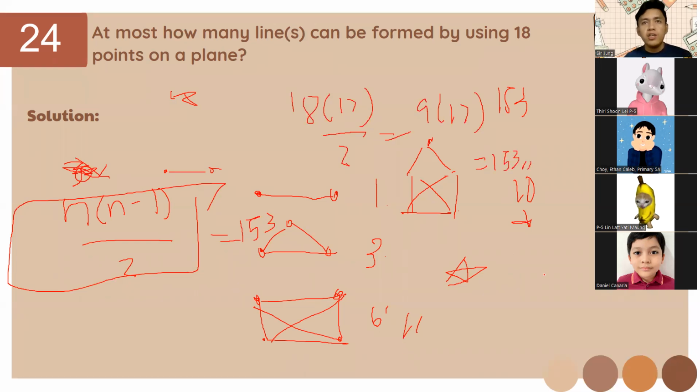So any questions regarding this problem? To solve this again, if a question shows you like this, you can use this formula directly. N times n minus 1 all over 2. Remember this formula.